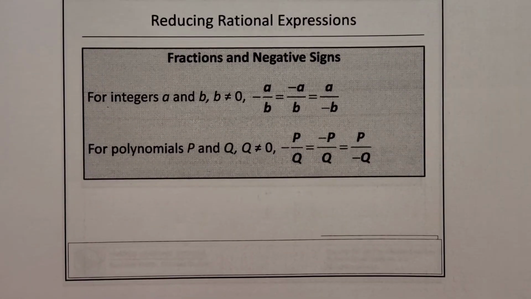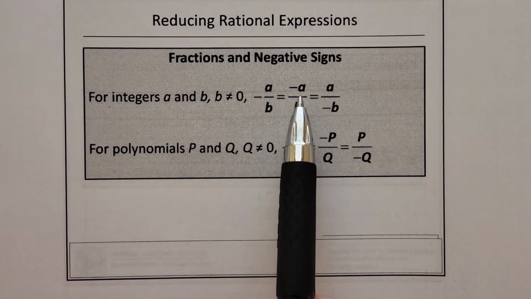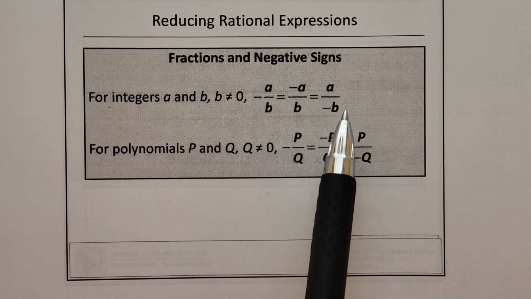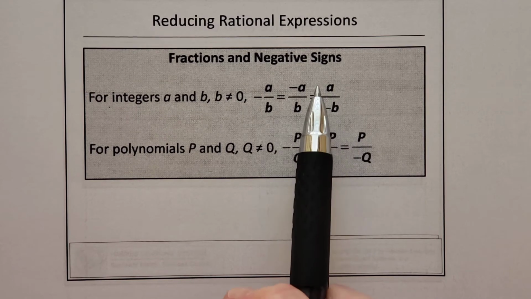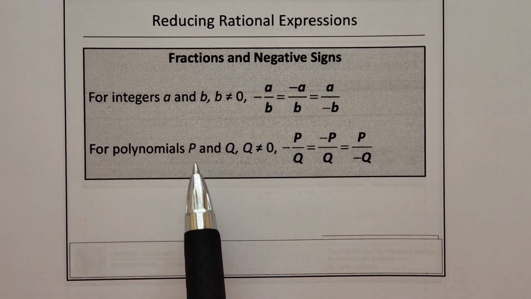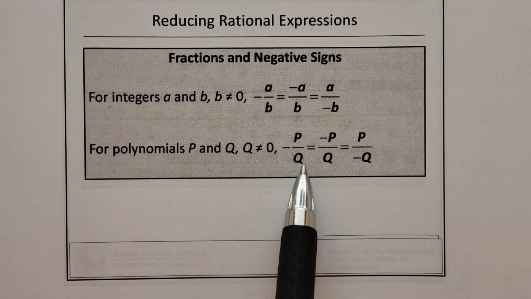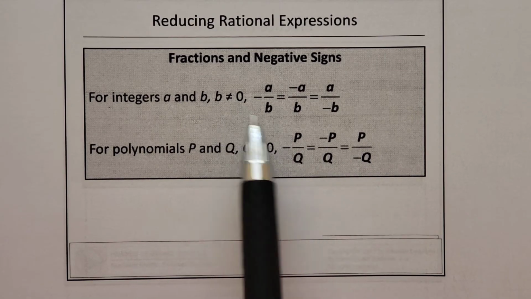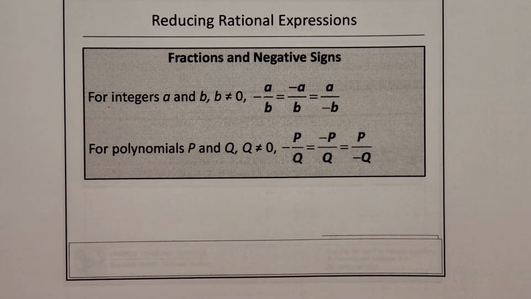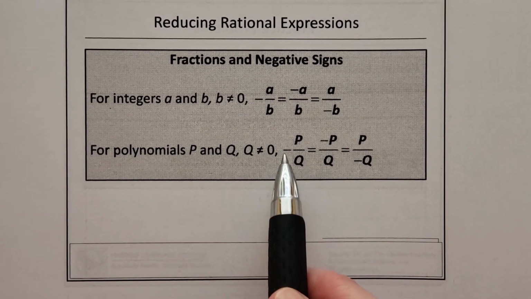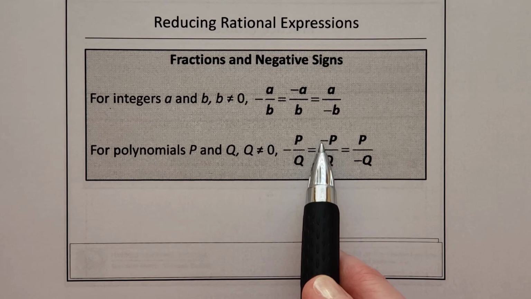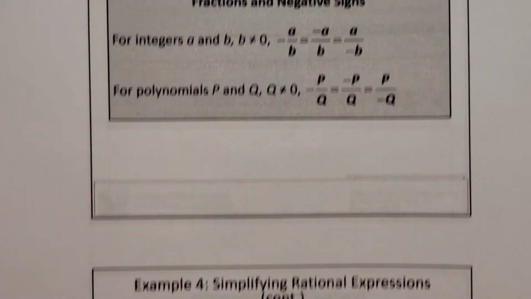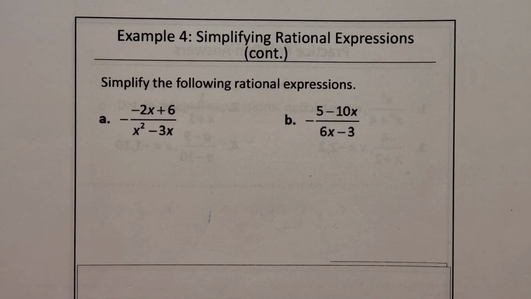All right, so just a reminder, when you have fractions and negative signs, it doesn't matter where that negative sign goes. You can put it in front of the fraction. You can put it in the numerator, or assign it to the denominator. You just can't put it in both. Okay. For polynomials, P and Q cannot equal 0. Why can Q not equal 0? Because that means that expression would be invalid or undefined. So if it's a negative fraction, you can leave it in the front. You can give that negative sign to the numerator or the denominator. Either way.